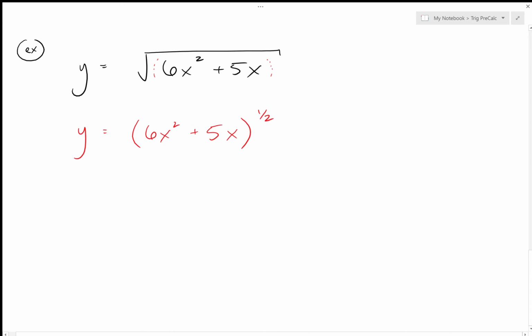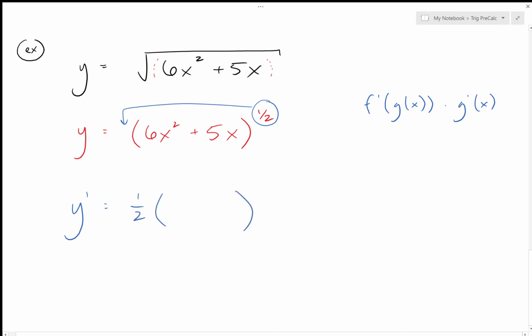We've got a polynomial here with an exponent outside. Exponent just happens to be a fraction. And remember, we're going to use f prime, keep the inside, times the derivative of the inside. Okay? So, we're going to do this part. So y prime equals 1/2. And then moving that down by 1, so 1/2 minus 1 is a negative 1/2 power. We keep the inside in this one. So 6x squared plus 5x. Keep the inside. But we're going to multiply this whole thing by the derivative of the inside.